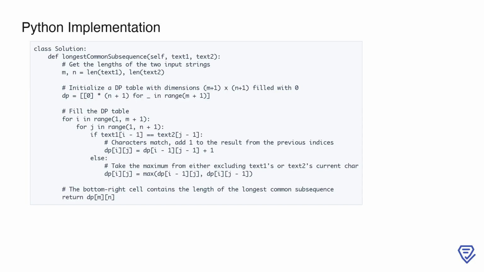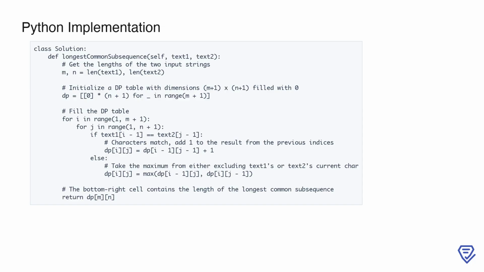Here's a detailed explanation of the code. 1. Initialization. The function longestCommonSubsequence takes two input strings, text1 and text2. First, we determine the lengths of these strings, m and n, which will help us define the dimensions of the dynamic programming (DP) table.